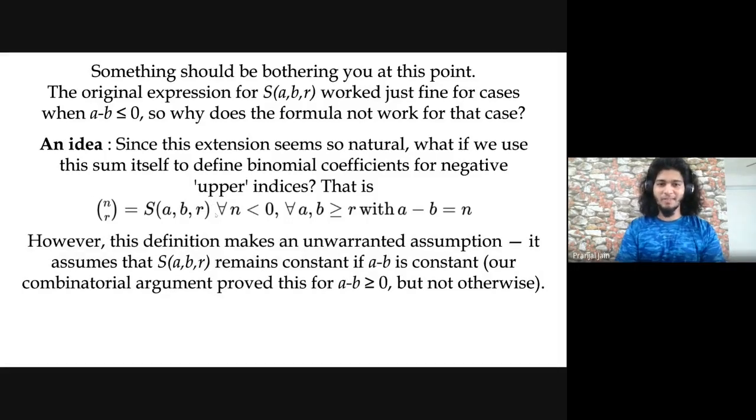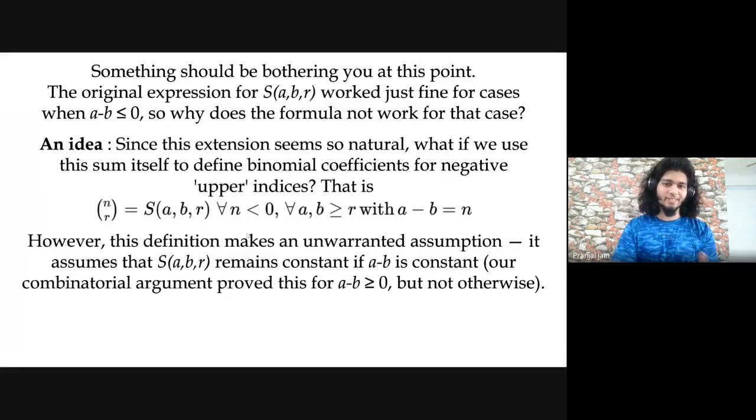But a slight problem with that is that you're making the assumption that S of a, b, r does not change if a minus b does not change. So our combinatorial argument only proved that if a minus b is greater than or equal to 0. So if the combinatorial proof works, which is when a minus b is greater than or equal to 0, this statement is true. But when it becomes negative, our proof breaks down, so we can't say that this is actually true. So how do we handle this?